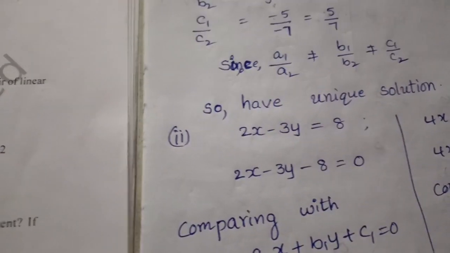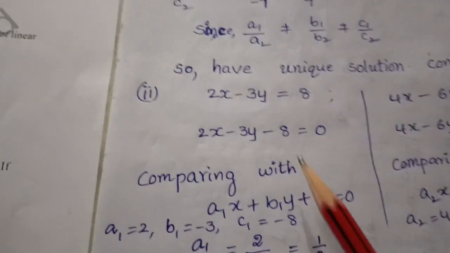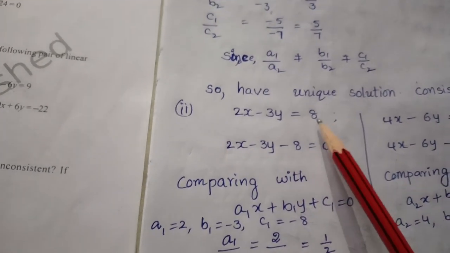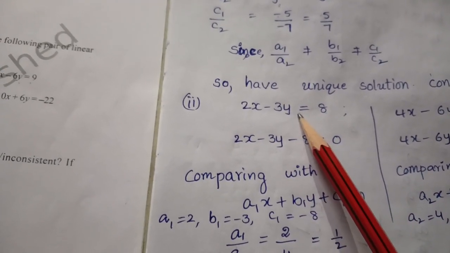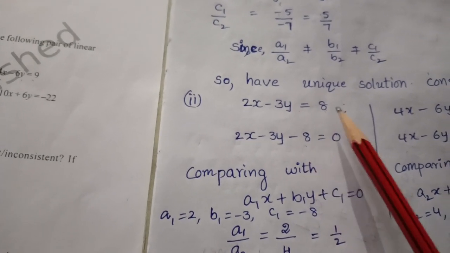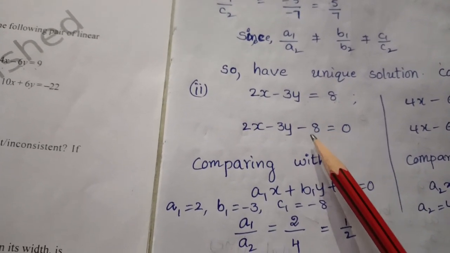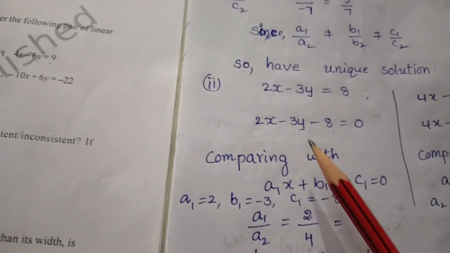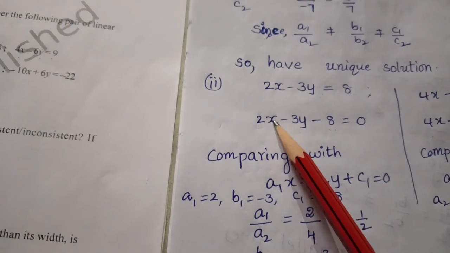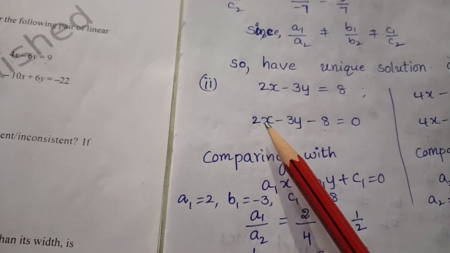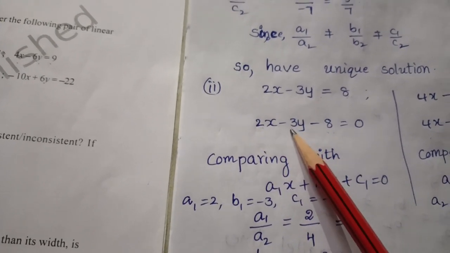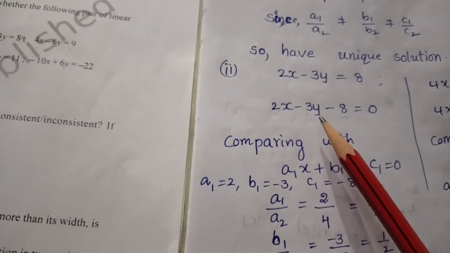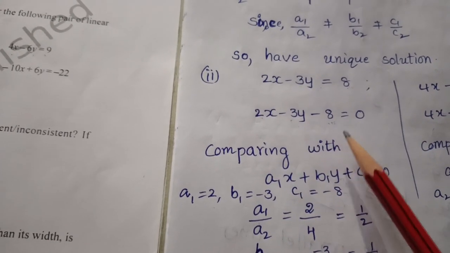Okay, 2x - 3y = 8. Comparing with 2x - 3y - 8 = 0. Here +8 transposing LHS is -8. So +8 transposing LHS we write -8. Comparing with A1x + B1y + C1 = 0. A1 place 2 is there. So A1 = 2. B1 is -3, C1 is -8.